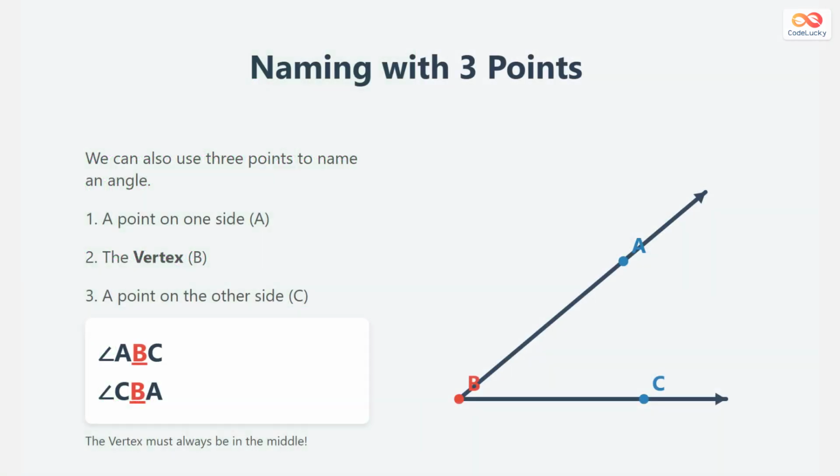For more precision, we can use 3 points to name the angle. We take a point from one side, then the vertex, and then a point from the other side. For example, angle ABC. Notice that the vertex, B, is always in the middle.